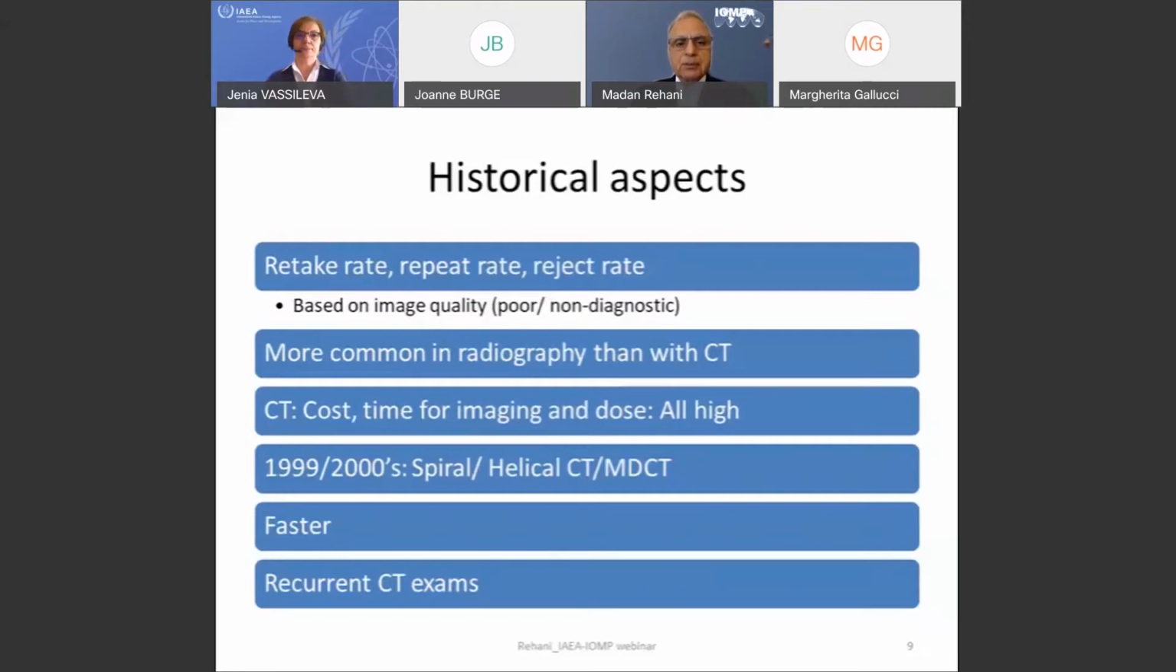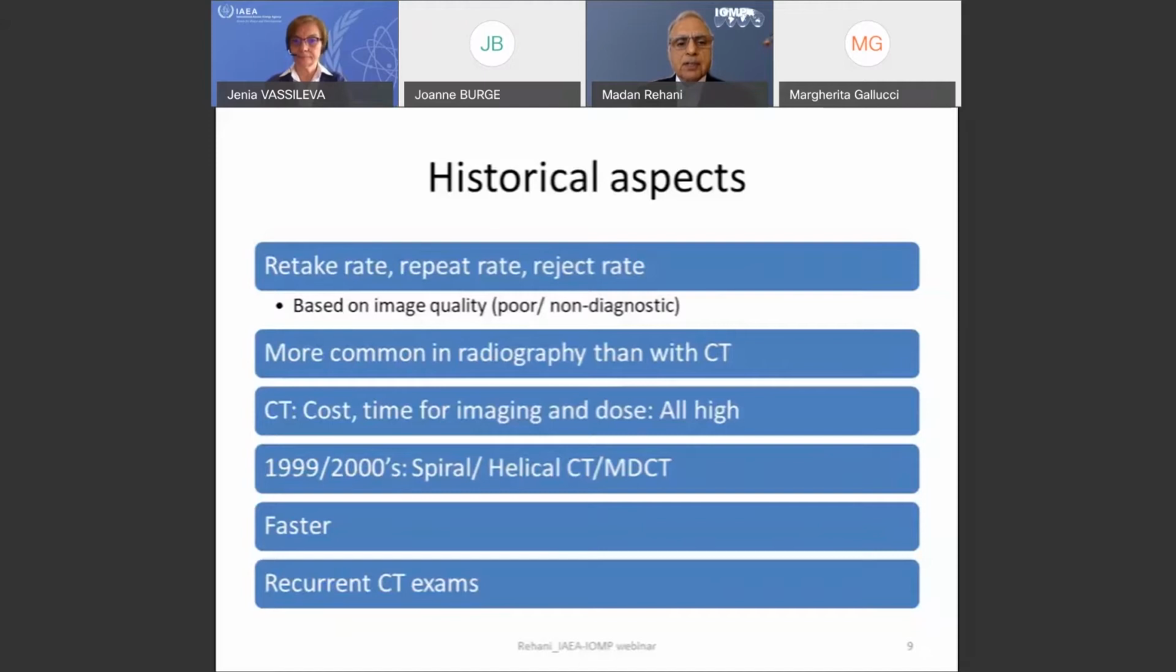So coming back to the question of recurrent exposure, historically, if one looks back in the 1980s, we used to talk about retake rate, repeat rate, reject rate. So that was very common. And that concept was based on the image quality, when there are poor quality images or non-diagnostic images. So we used to use that concept there.